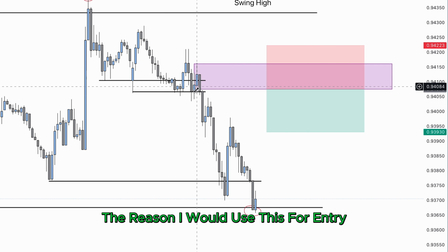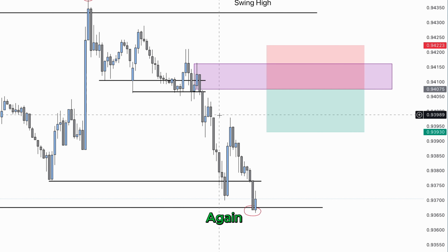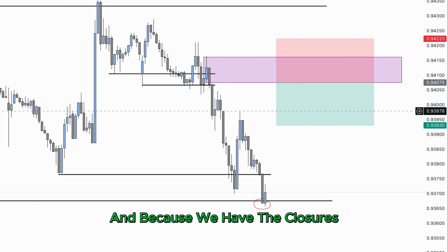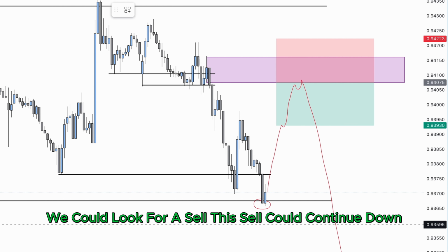The reason I would use this for entry is due to something called imbalance. Again, there will be a lesson in the description. And because we have the closures, we're now looking for continued downside. So if the market's able to pull back, we could look for a sell. This sell could continue down.